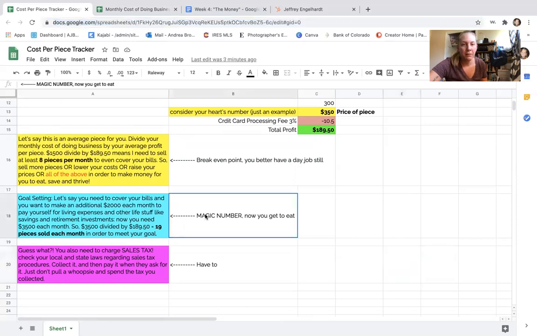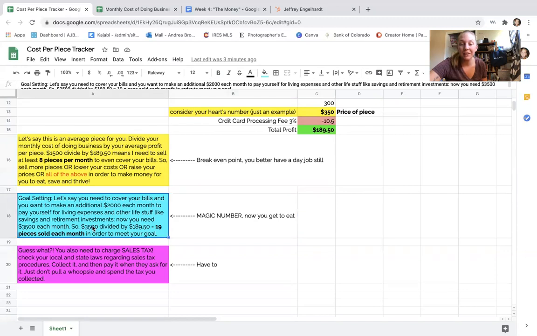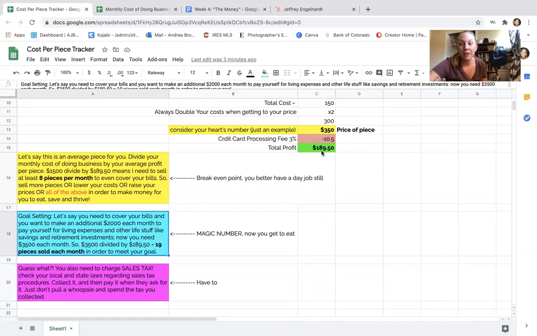So my magic number, okay, $3,500 divided by that average profit per piece means I need to sell 19 pieces every month in order to get here. Okay. Now, if you're not selling 19 pieces every month, or your average profit is lower, then you're going to have issues and you're never going to get yourself fed or saving or retired. All right. So you got to really focus in your business about how are you going to meet these things.